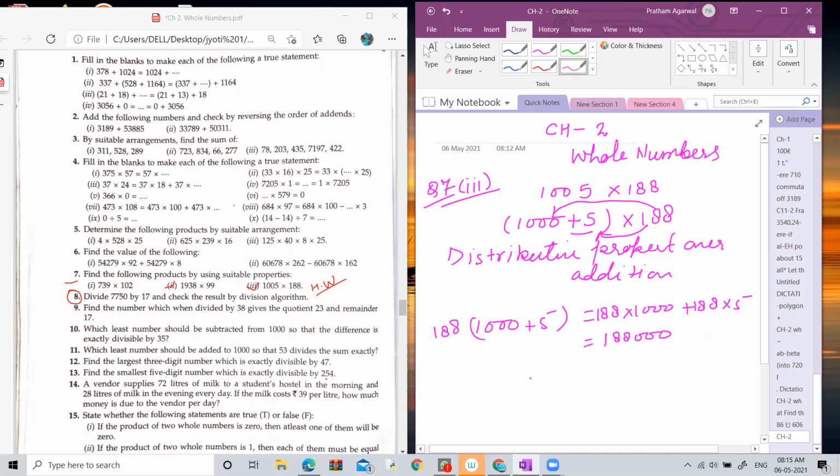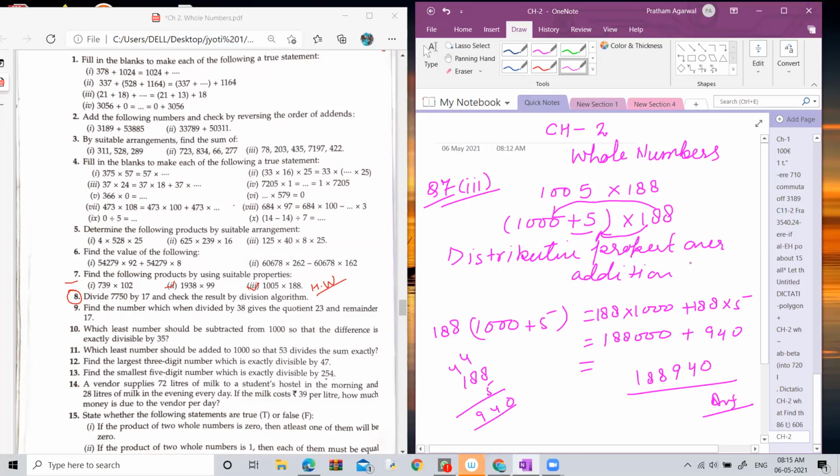Now, when you multiply 188 by 5, 5 8s are 40. Again, 5 8s are 40 plus 4, this is 44. 5 1s are 5. 5 plus 4, 940. So it is 940. Now, add these two numbers. It gives you 189,940. So this is the product. This is your answer. I hope it is clear.